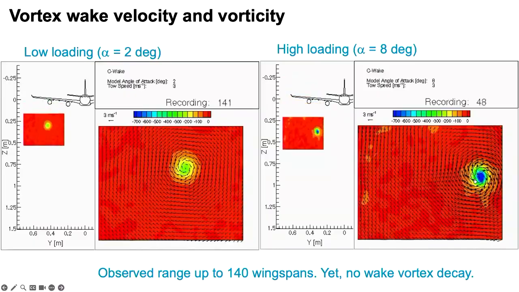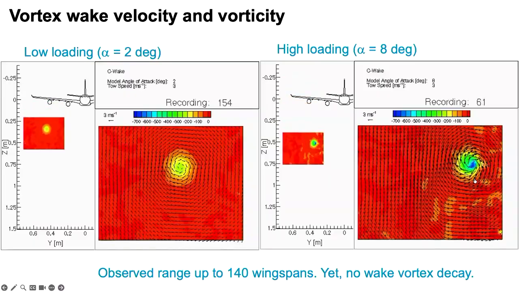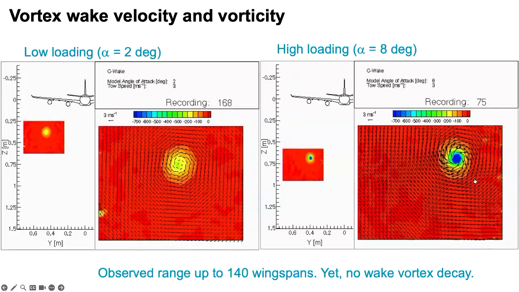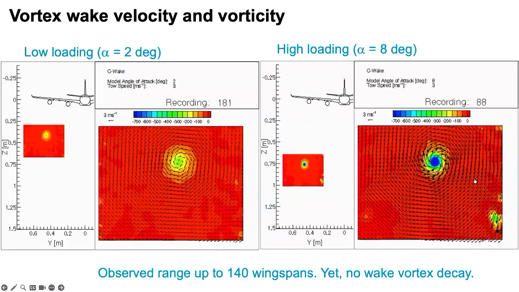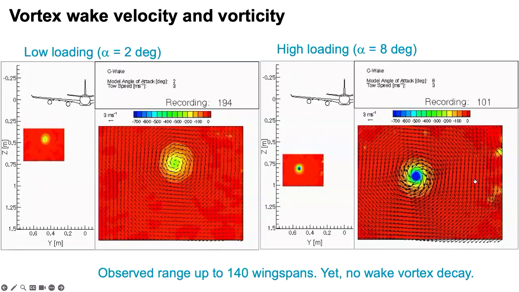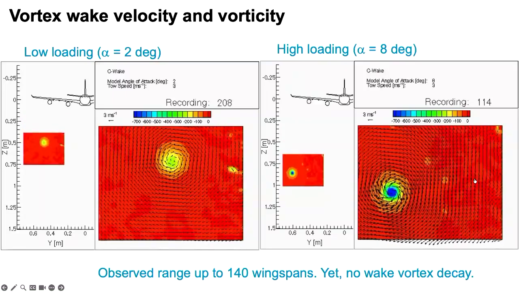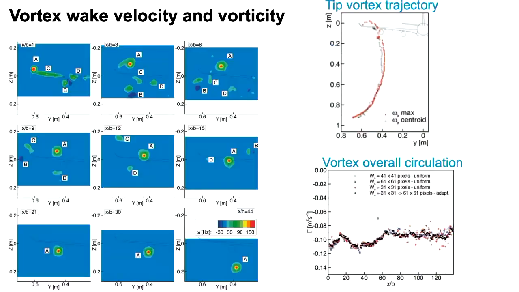And we concluded that even this towing tank was not enough, because after around 140 wingspans, the vortex motion is influenced by the presence of the walls. So the vortex starts producing its mirror image. This is a synthesis of the evolution of these vortices, and the path of the vortex, and the overall circulation shows that we are quite far from the condition of a vortex being self-destroyed by the instabilities or being dissipated, because circulation is still constant after 140 wingspans.